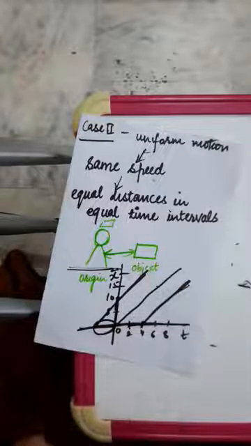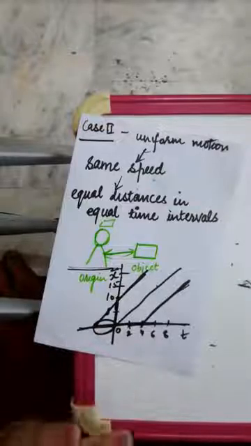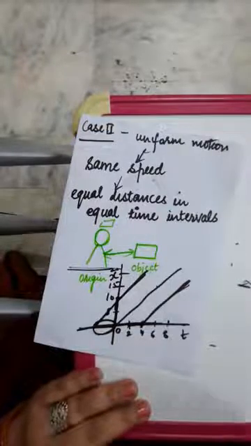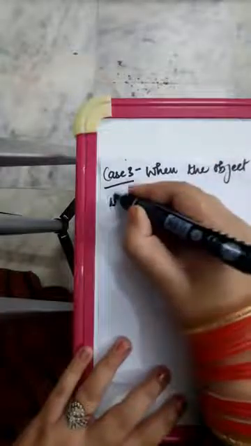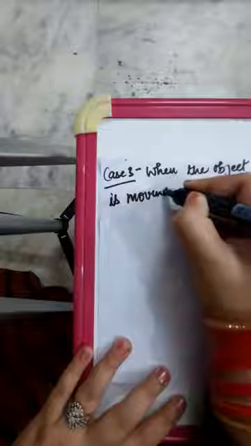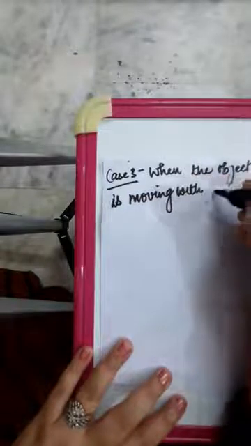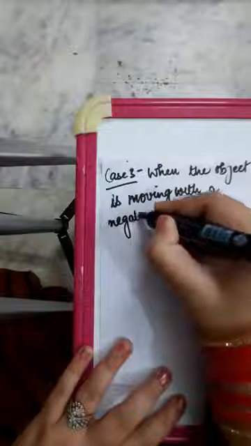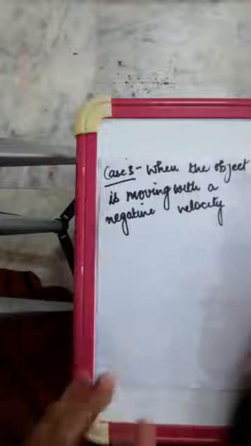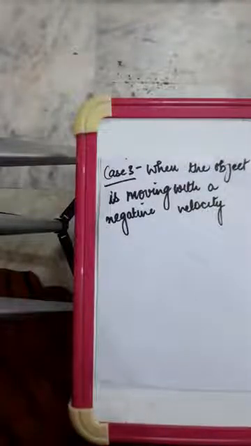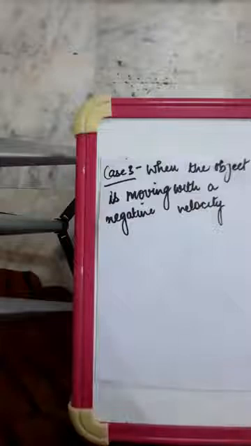Now we'll be discussing case number 3, when the object is moving with a negative velocity, moving from a positive position, as in, just try to get this situation.